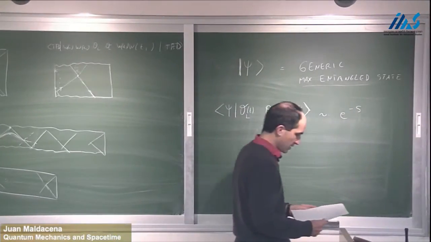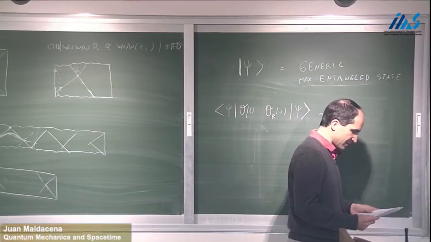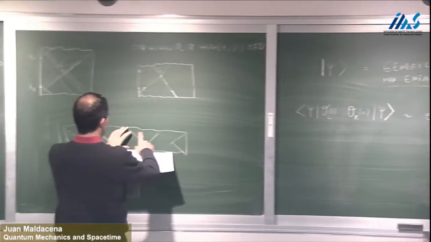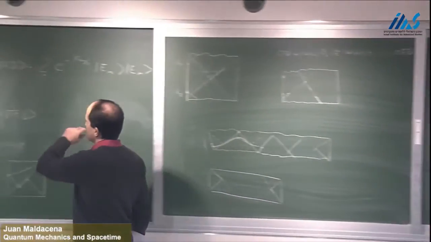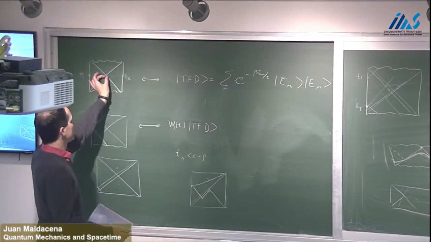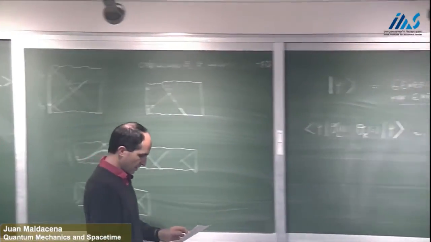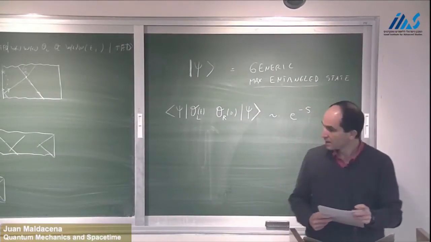So the picture seems to be that wormholes in complicated states are long. Wormholes in very special states, like the thermofield double, can be very short. The thermofield double seems to be as short as it could be. So that's the phenomenology of wormholes.